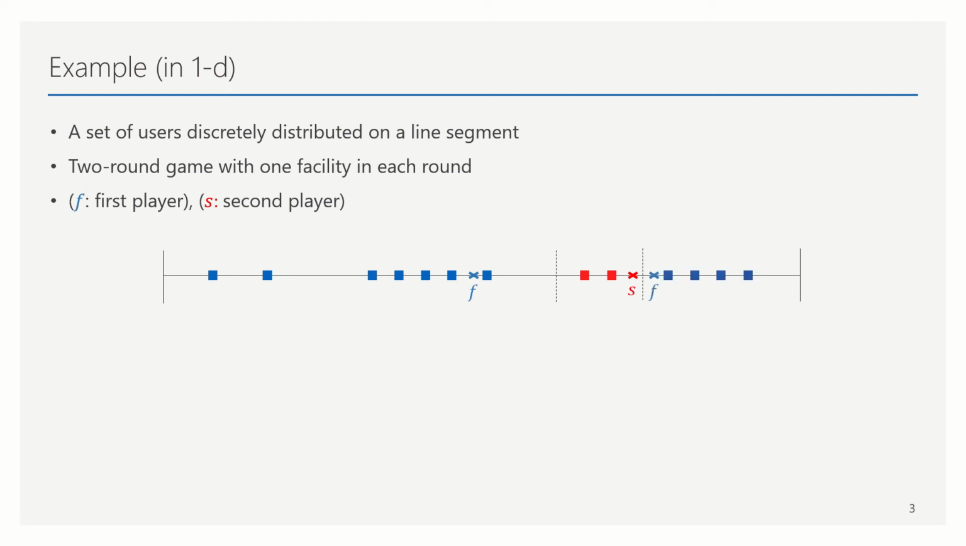For the second round, P1 puts his second facility somewhere in the space. Finally, P2 finishes this game by placing his second facility. In this example, we can see P1's payoff is 5 and P2's payoff is 8.